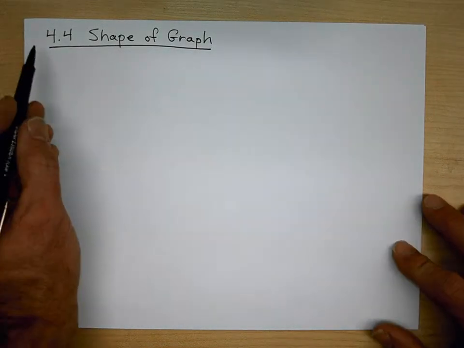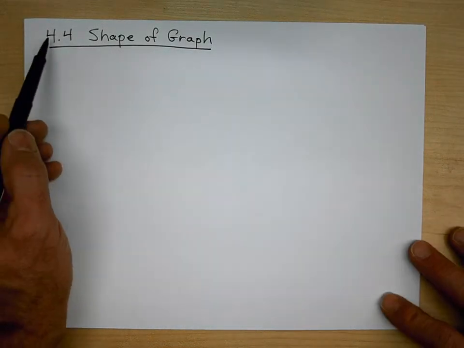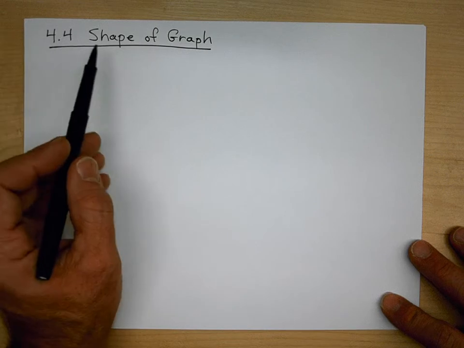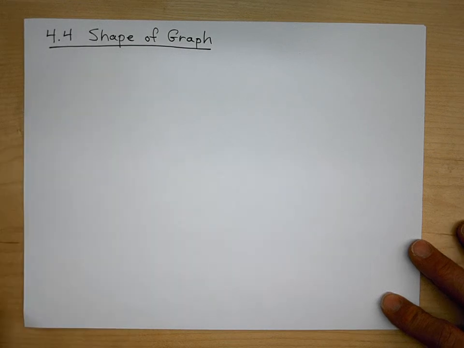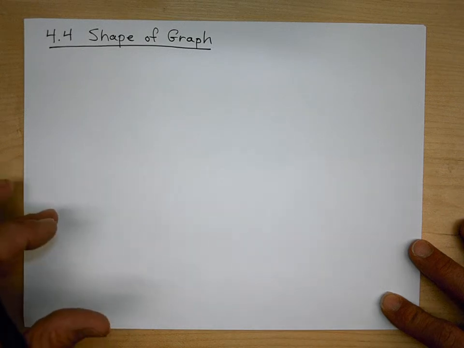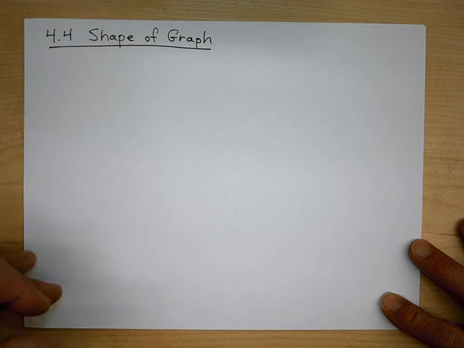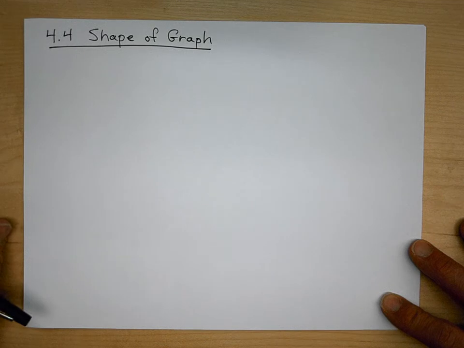In this lecture, I'm going to cover some ideas from 4.4 in the text, which is called shape of a graph. I think of this more as the ideas related to the second derivative and how that is related to the shape of the graph, but then also the second derivative test for critical points to determine if a critical point is a maximum, minimum, or possibly neither.